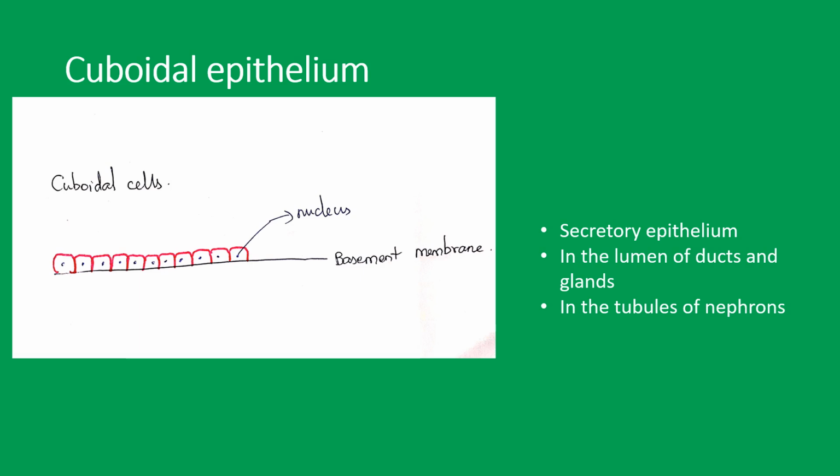The first type of epithelium I'd like to talk about is the cuboidal epithelium. Cuboidal epithelium is a secretory epithelium. It is found in the lumen of ducts and glands, in the tubules of nephrons also, in the proximal convoluted tubule and the loop of Henle. You can find adjacent cells, which are cuboidal cells, which secrete stuff into the lumen of the nephron, and many other glands which have secretions. They can secrete through cuboidal epithelium.